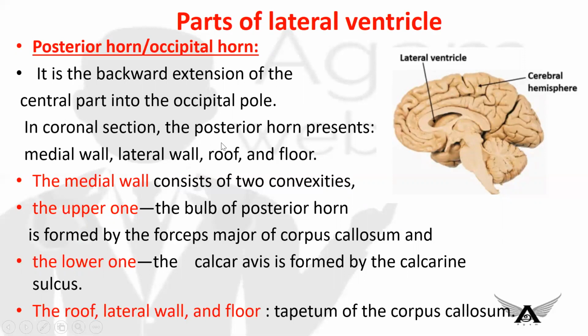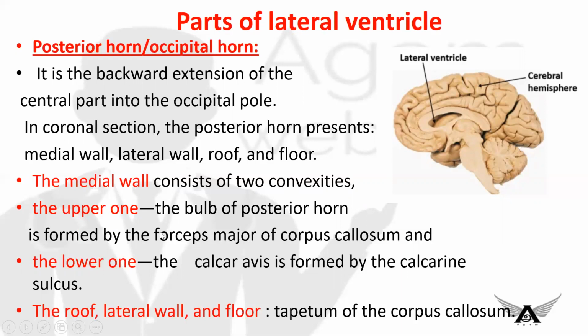In coronal section, the posterior horn presents a medial wall, lateral wall, roof, and floor. So the posterior horn will also have the roof, floor, medial wall, and lateral wall. Here we have something different. The medial wall consists of two convexities, the upper one and the lower one. So you will have an upper convexity and a lower convexity.